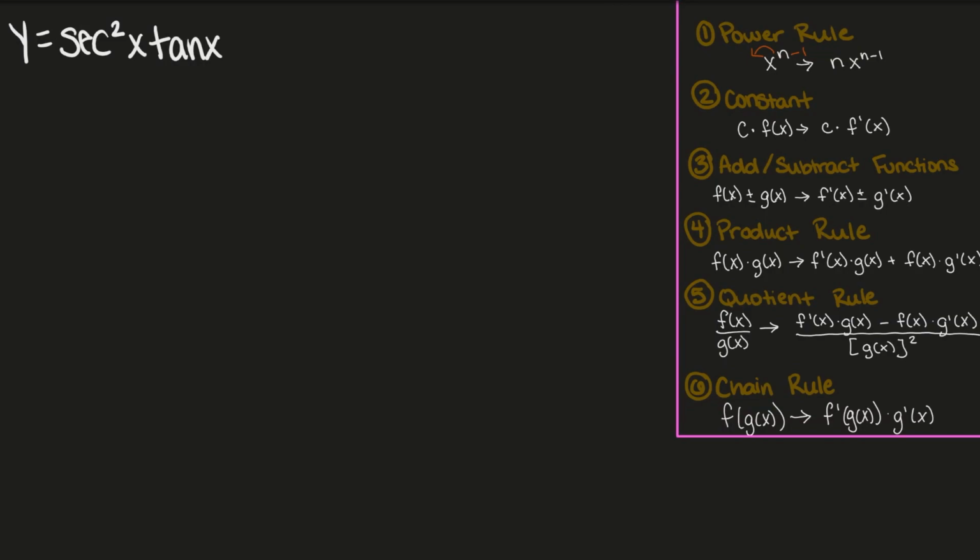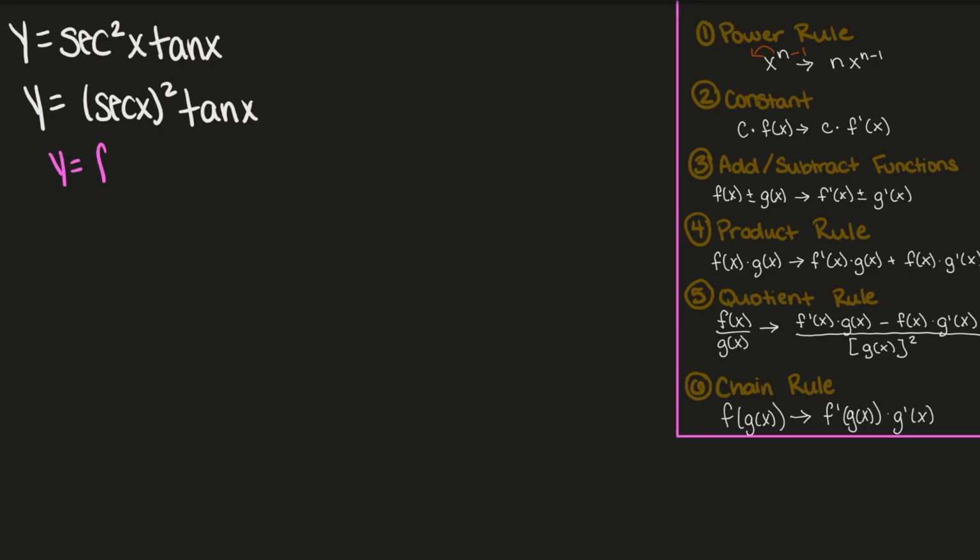And finally, our last example, and this is another trig example. So we have y equals secant squared x times tangent x. And this is another one where we've got a chain rule and a product rule, even though it may not look like that in the first place. Because we have the secant squared x, we've got a function inside of another function. Because we can write this as y equals secant x squared times tan x. And now it's very clear that there's a function inside of a function.